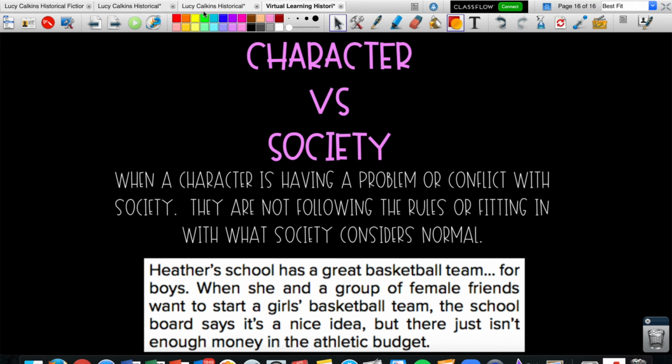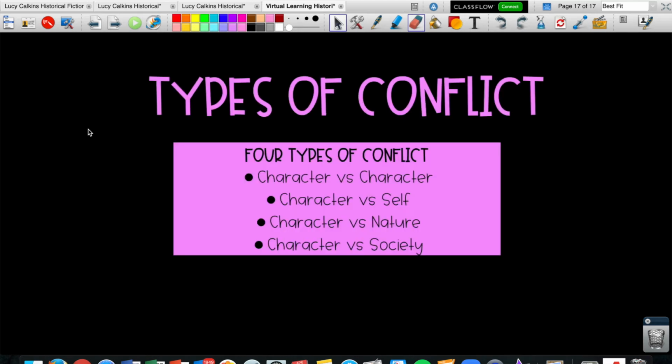So these are the 4 different types of conflict you will see in fiction stories. Just one more time because this is all brand new to you guys. There are 4 different types of conflicts that characters can come in contact with during stories. The first one being character versus character, when the character is having a problem or an issue with another character in the book.